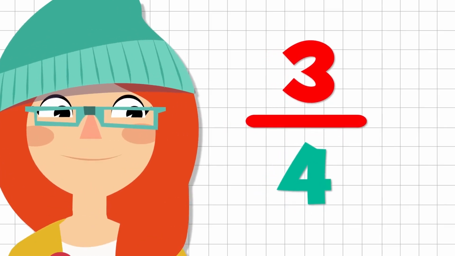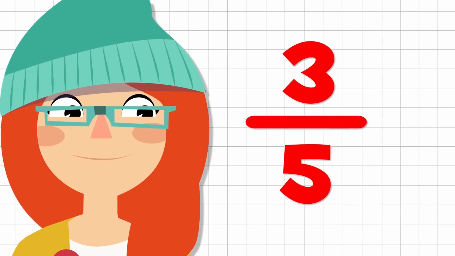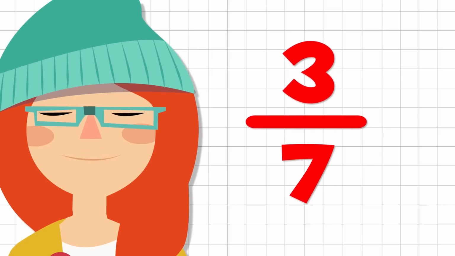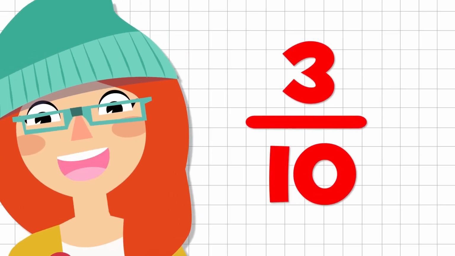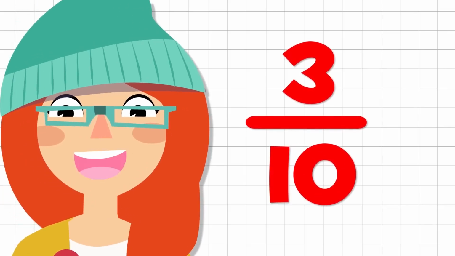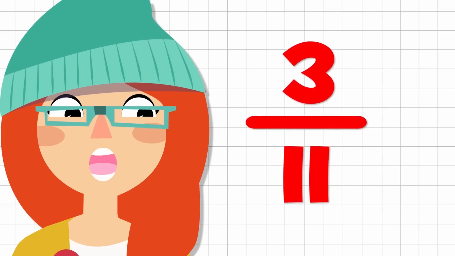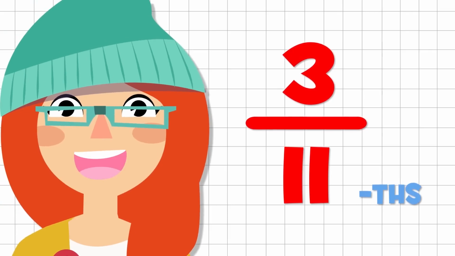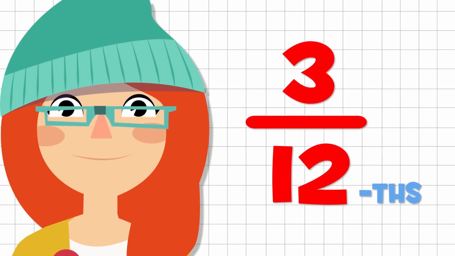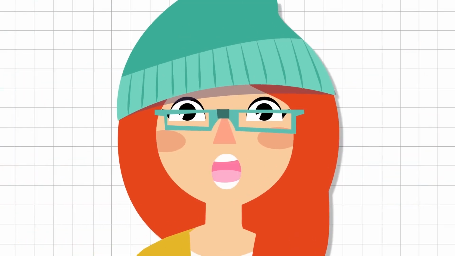And so on. If the denominator is a 5, we say fifths. If it's a 6, we say sixths. If it is a 7, we say sevenths. If it's an 8, we say eighths. If it's a 9, we say ninths. And if it's a 10, we say tenths. Easy, right? From 11 onwards, it's the same as before. Just keep adding the suffix ths. So if the denominator is an 11, we would say elevenths. If it's a 12, we would say twelfths. And so on. And so forth.